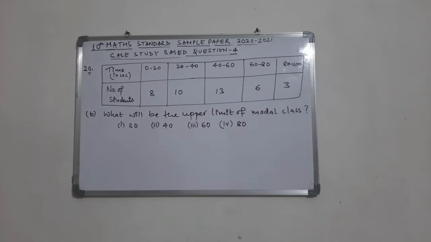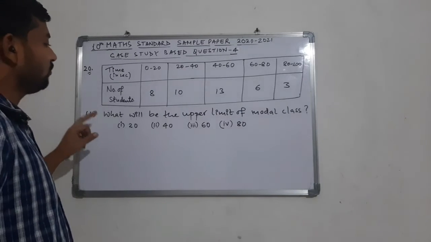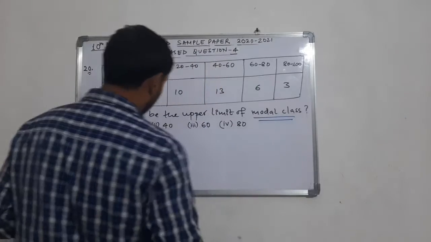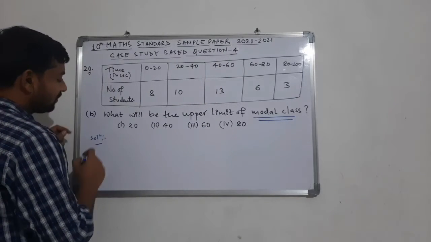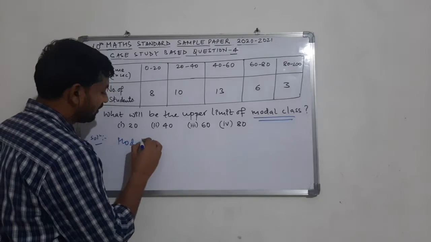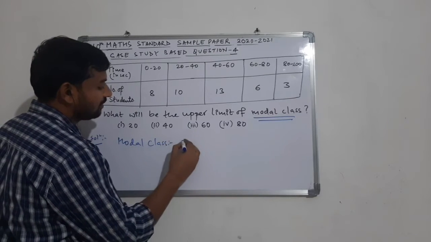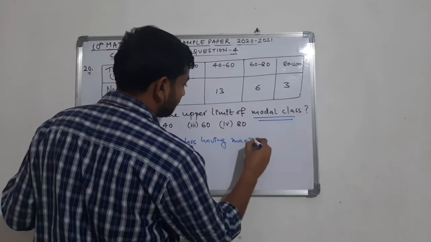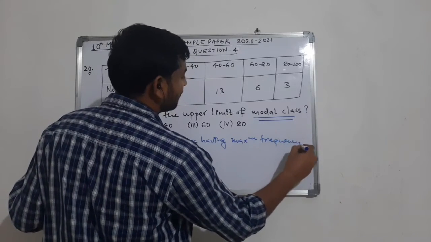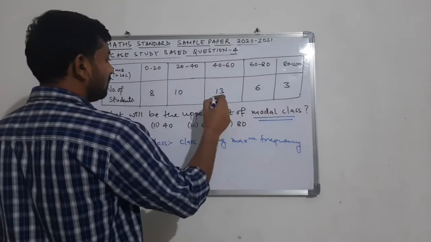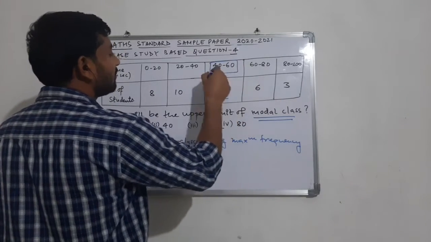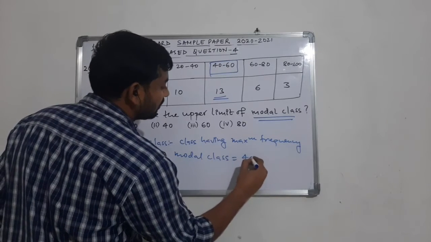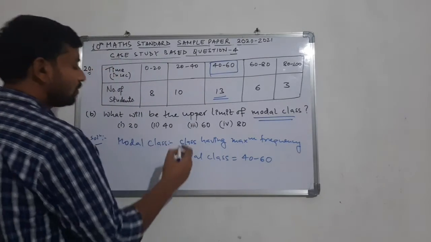The next part of this 20th question: we have to find the upper limit of the modal class. We have a new term here, the modal class. As you know, the modal class is the class having the maximum frequency. Here the class having the maximum frequency, 13, is the class 40 to 60, so that is the modal class.